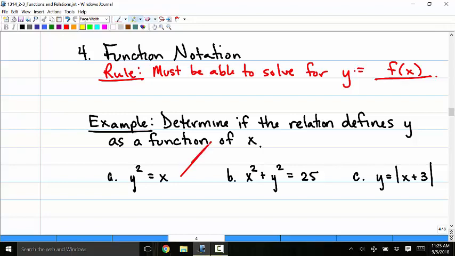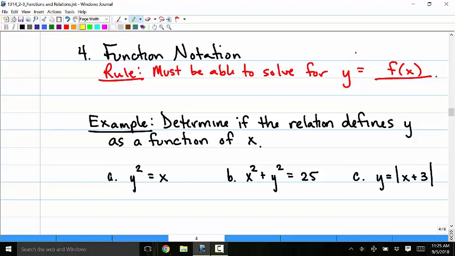Some things to notice on your y. What's the power of y up there? Y to the first power, right? You can't have a y squared. You can't have a y to a power other than 1. You have to get it into a y equals.